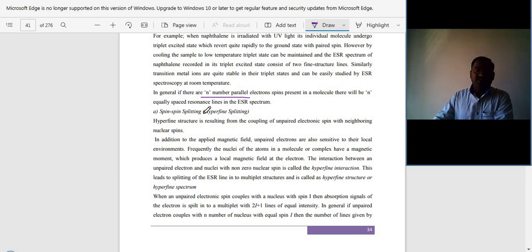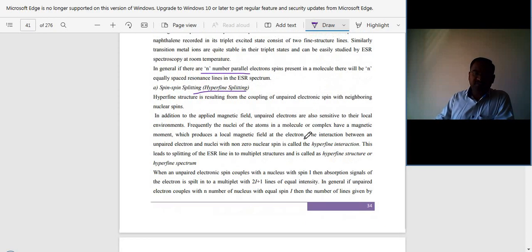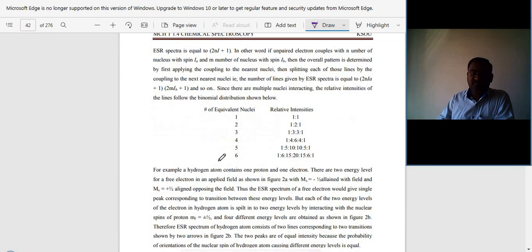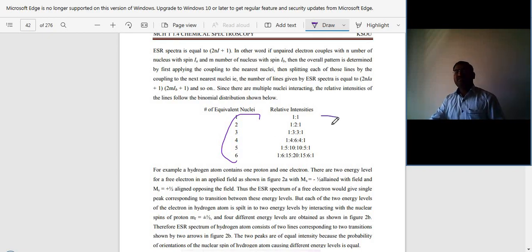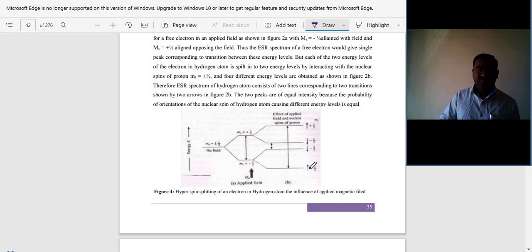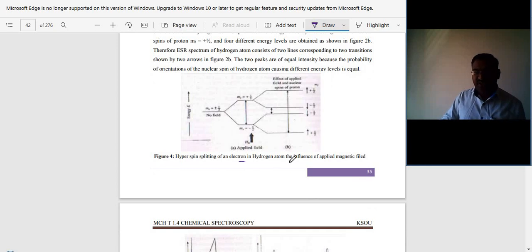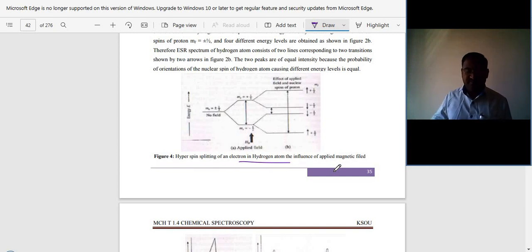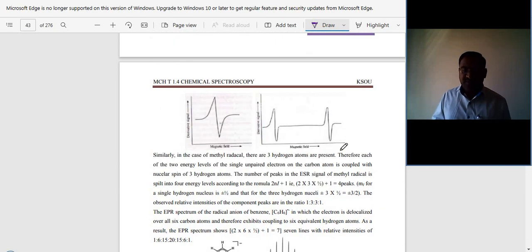Next we consider the spin-spin splitting, which is also called hyperfine splitting, and the hyperfine spectrum. This is the equivalent nuclei, and this is the relative intensity. This is the hyperfine splitting of the electron by nitrogen atoms under the influence of an applied magnetic field. These are all the spectra.